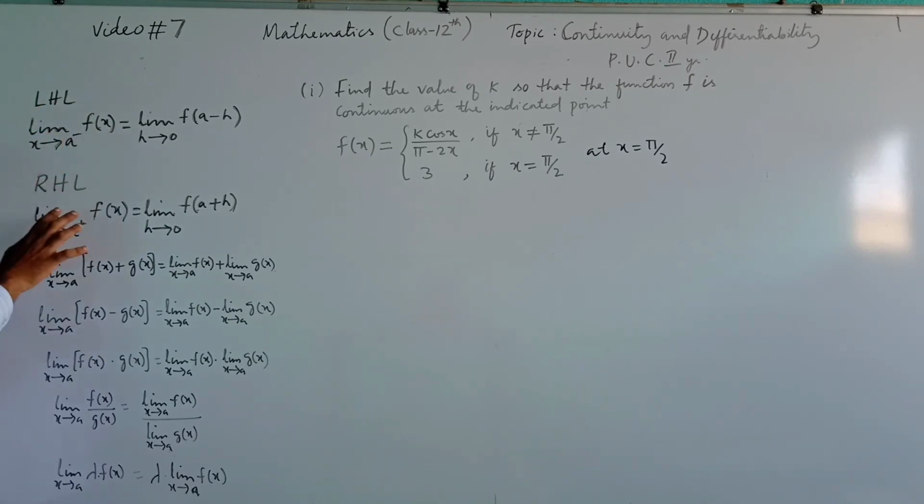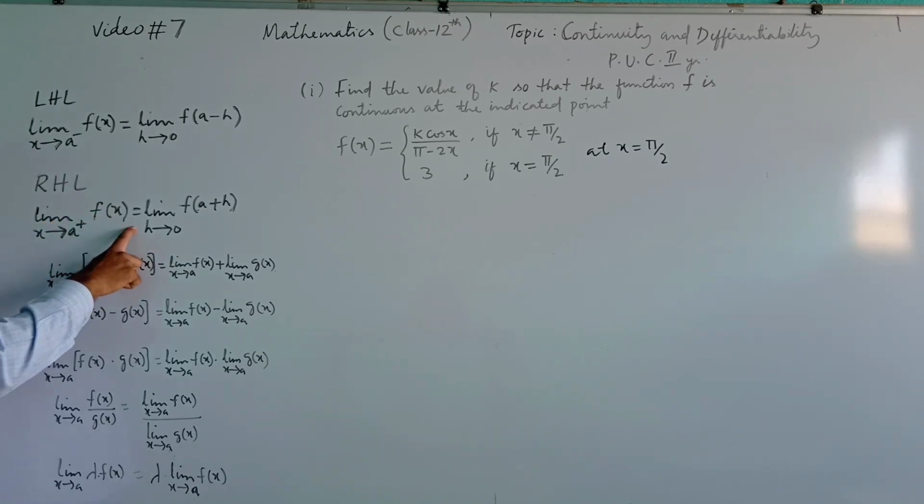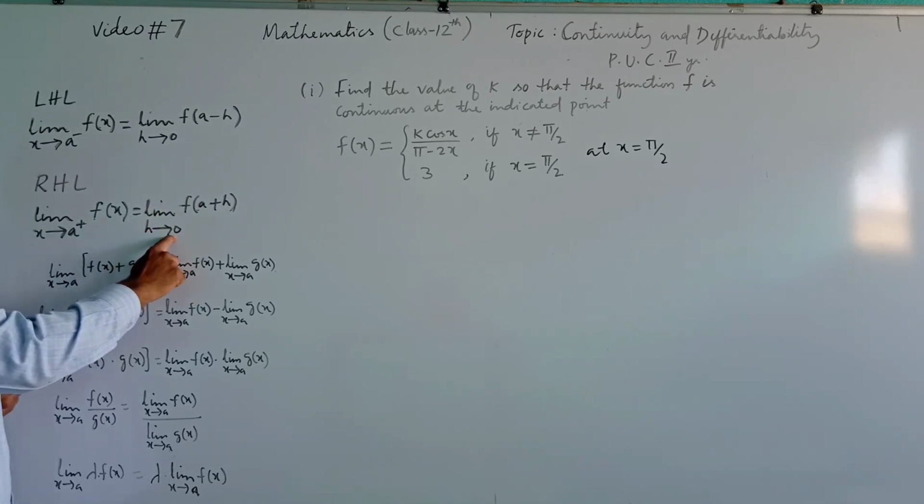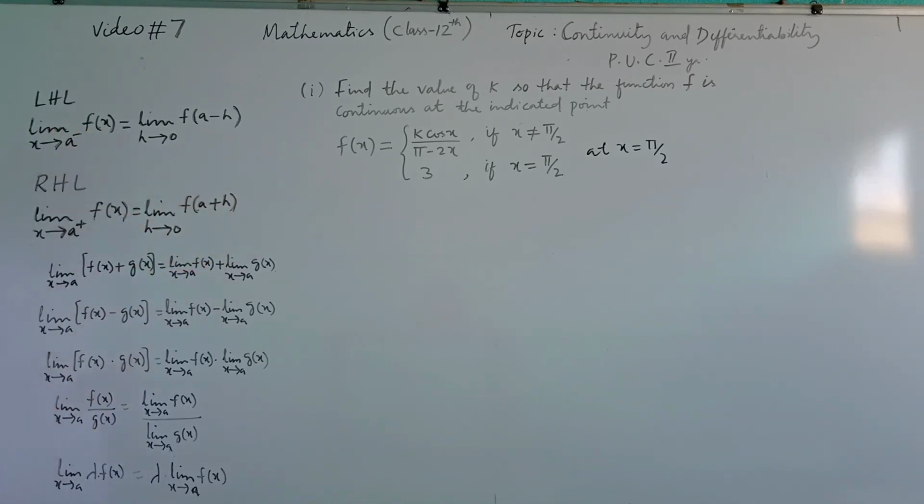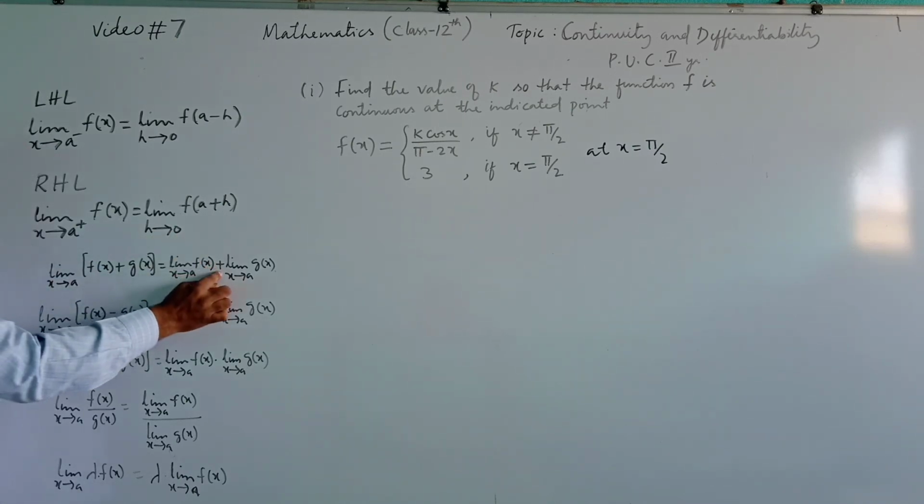Then there is another formula to find right hand limit, that is limit x tends to a from right. F of x will be equal to limit h tends to 0, f of a plus h. These two formulas are important, and these are some basic algebra of limits which you have studied in 11th standard. Limit x tends to a, f of x plus g of x. If one single limit is applied to the sum of two functions, then that limit can be applied separately to both functions with the same sign, plus.